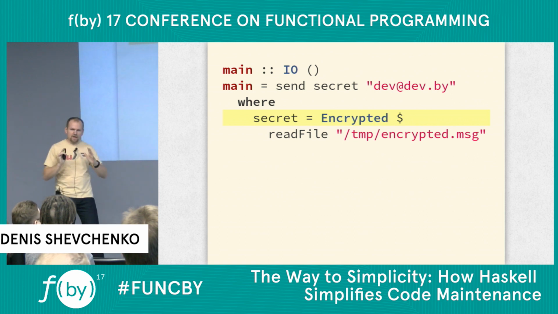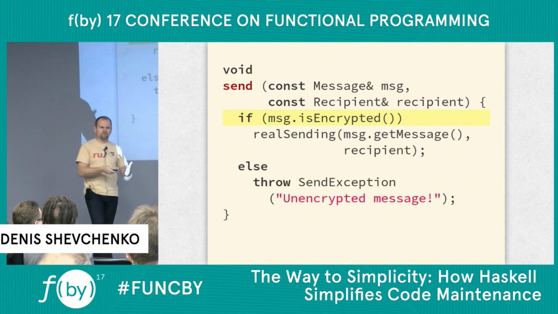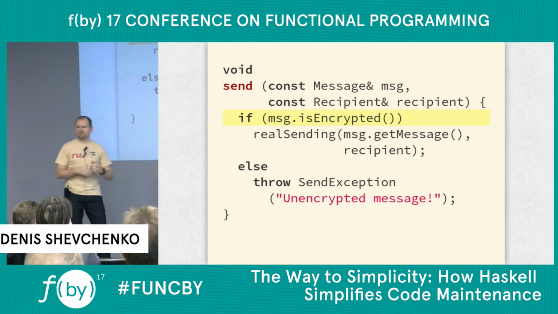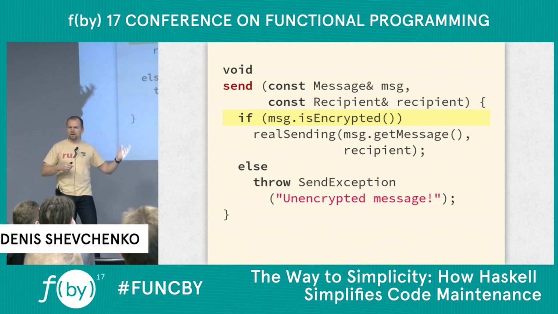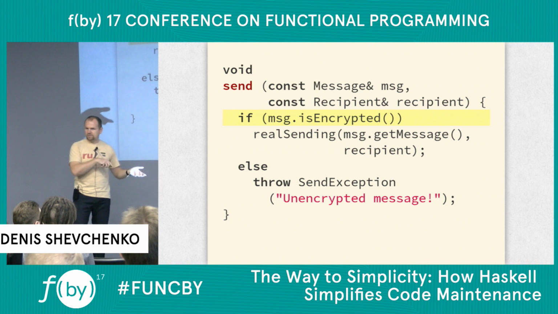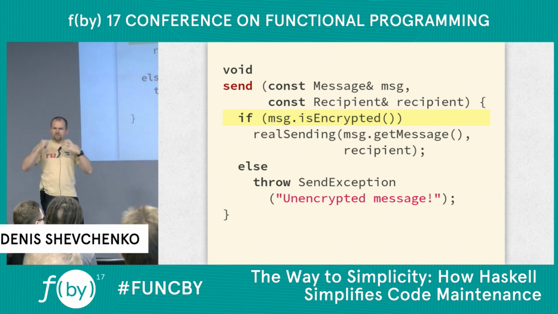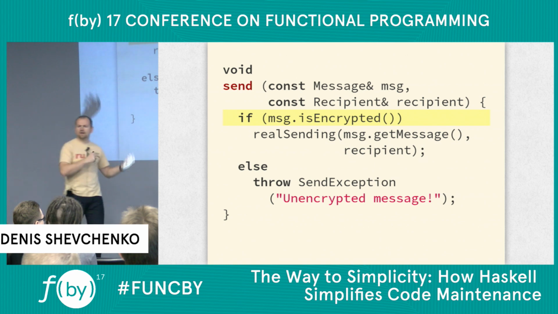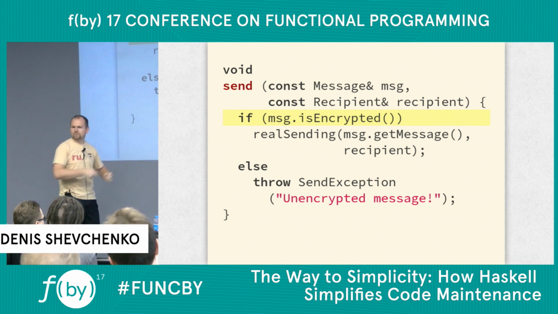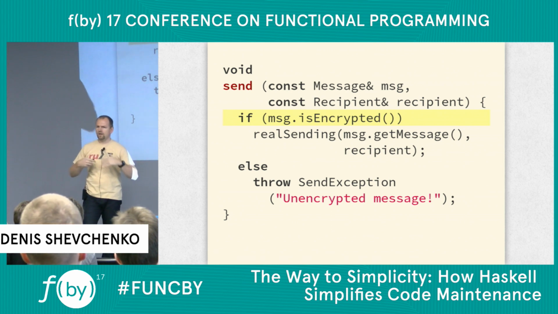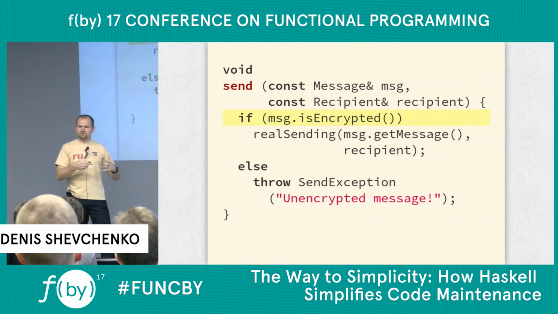And okay, let's talk about how the send function can be implemented in C++. We just have a message and a recipient, and we have to check: is it encrypted? If so, just give us the actual text and send. If not, just throw an exception. So a trivial example. And how can we do the same thing in Haskell?